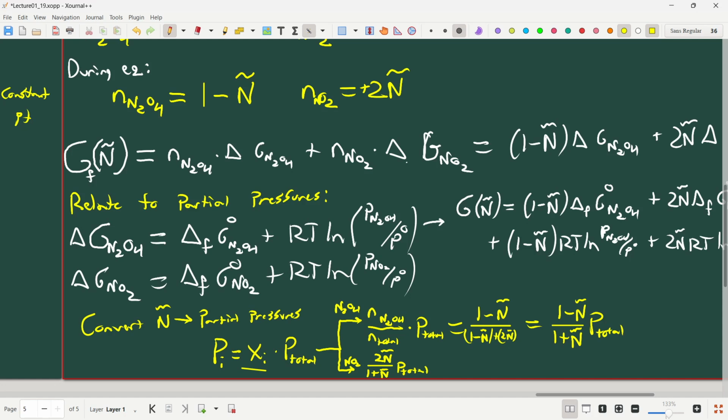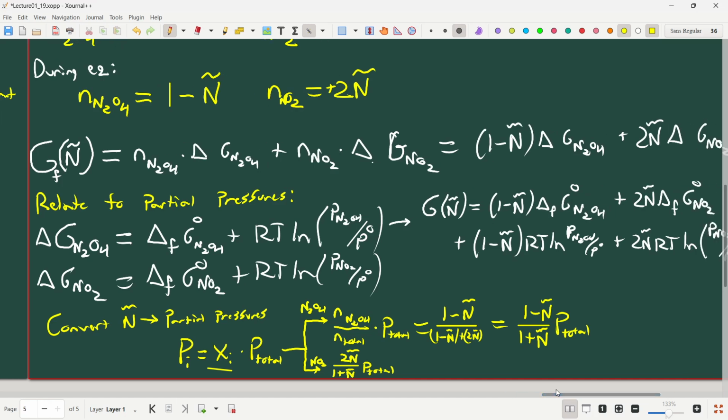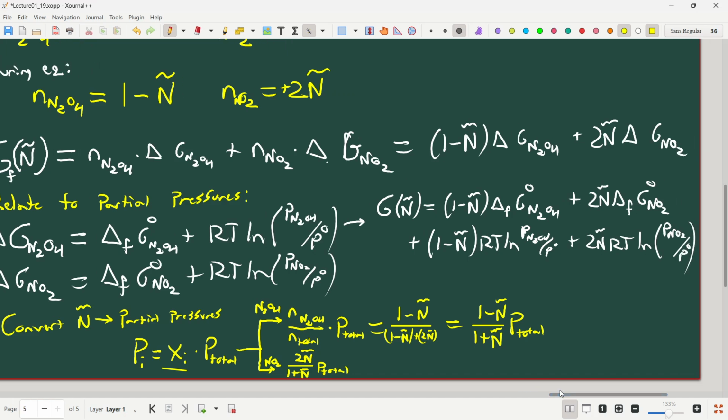All right, so I'm going to do everything in terms of ñ, not pressures. We could swap around if we wanted. I think it's easier to do in terms of ñ. So we now have expressions for the partial pressure of N2O4 and the partial pressure of NO2 that we can plug into our logarithms.